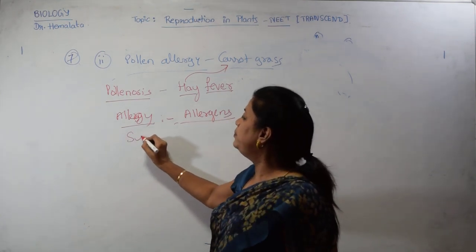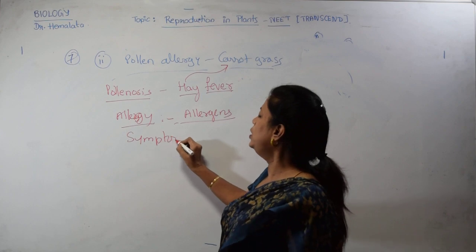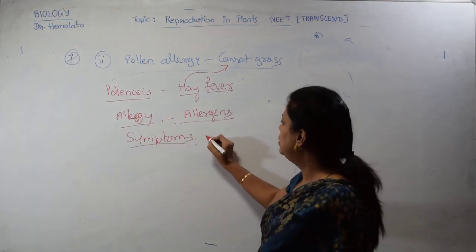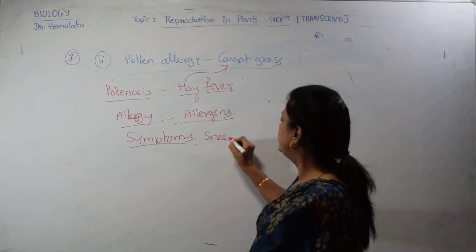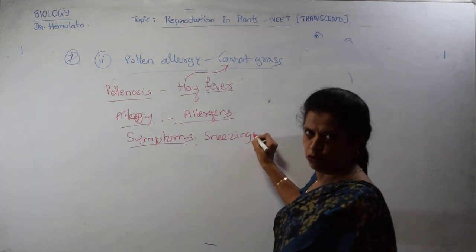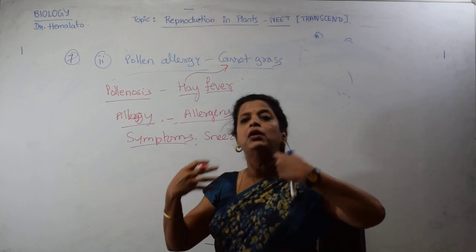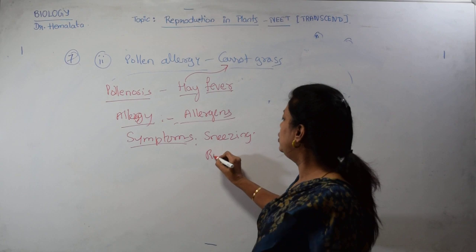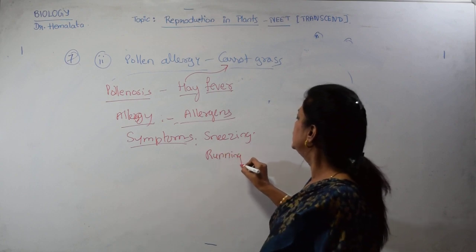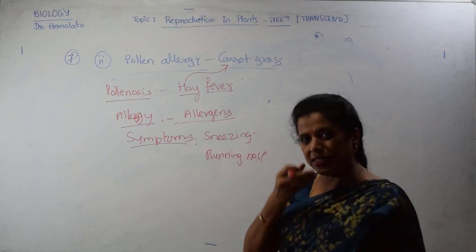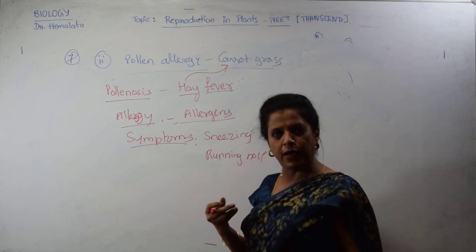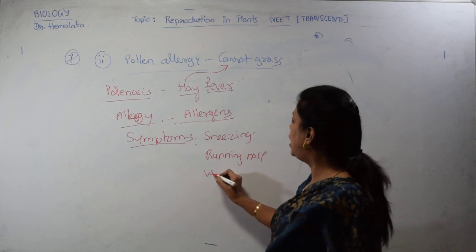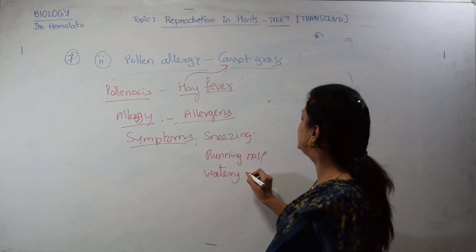Now, what are the symptoms of allergy? I told you what you will get if there is allergy. First, there may be continuous sneezing. It's not just one or two sneezes, continuously 20 to 30 times there will be sneezing. Apart from that, there will be a running nose, with watery discharge from the nasal area. Then the eyes will be watering, watery eyes.